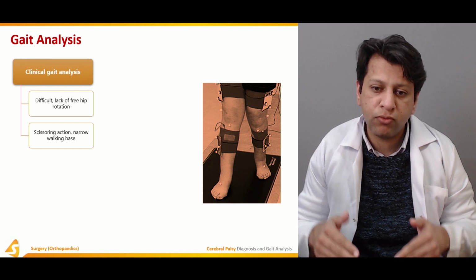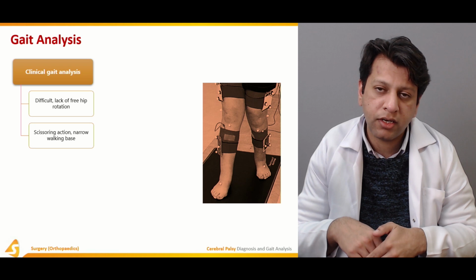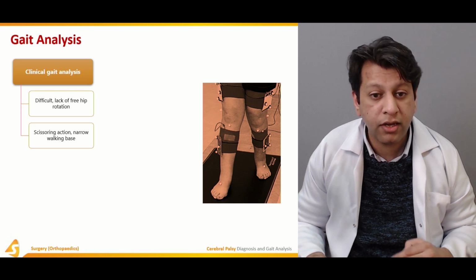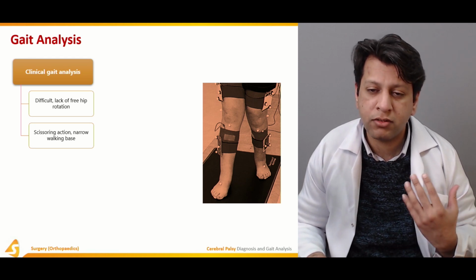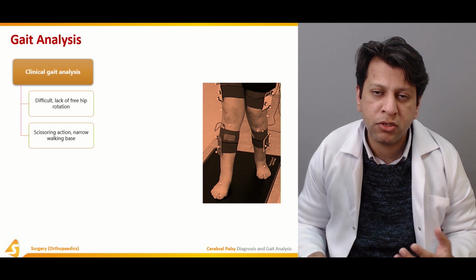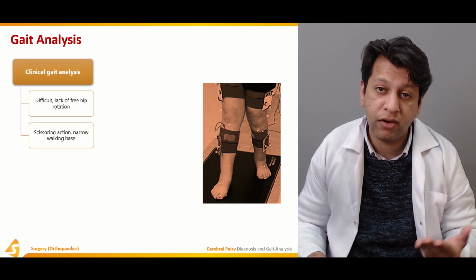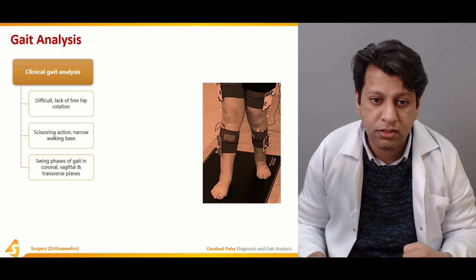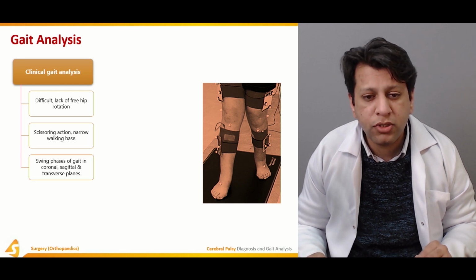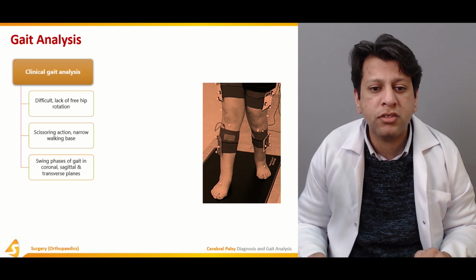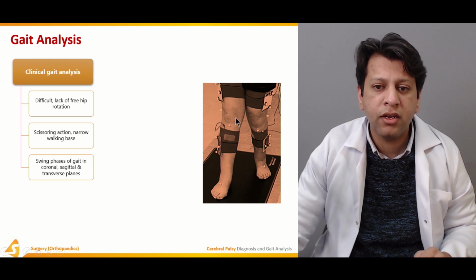In this child, the two legs are crossing in such a way that it looks like a scissor, and sometimes that's why even proper gait analysis is not possible. So even by just examining the child, we can safely say that it is likely cerebral palsy. But usually, swing phases of gait in the coronal, sagittal, and transverse planes are measured in this form.